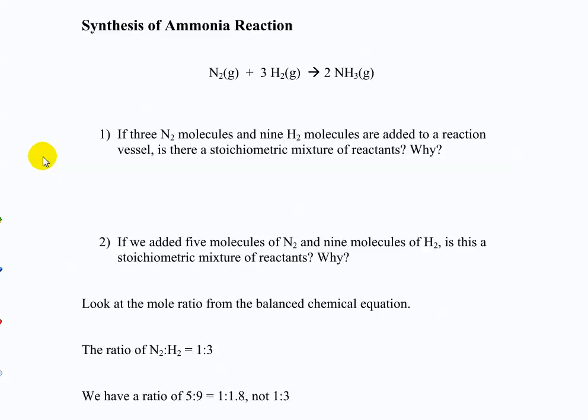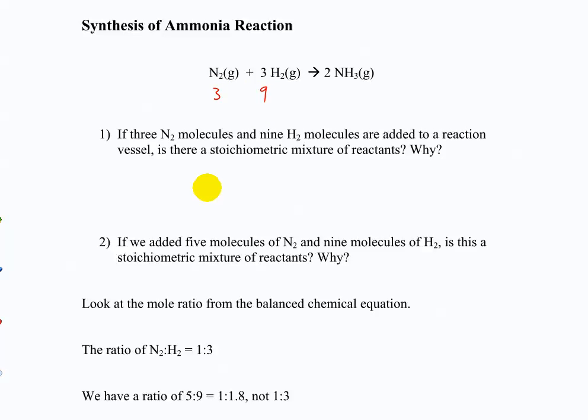If 3 nitrogen molecules and 9 hydrogen molecules are added to a reaction vessel, is there a stoichiometric mixture of reactants? Now, a stoichiometric mixture means that nothing is limiting anything. Everything is in perfect measure exactly as it should be. So the question is asking you, if you have 3 N2s and 9 H2s, is that stoichiometric or is one of them limiting? Is this reaction limited by one, or is it all good?